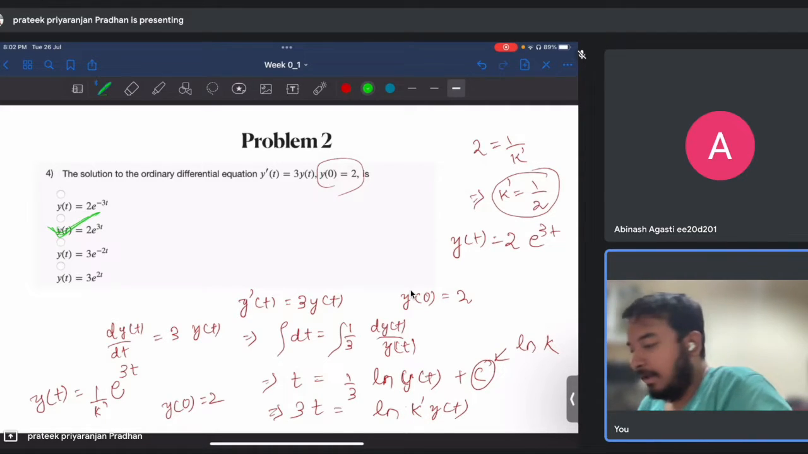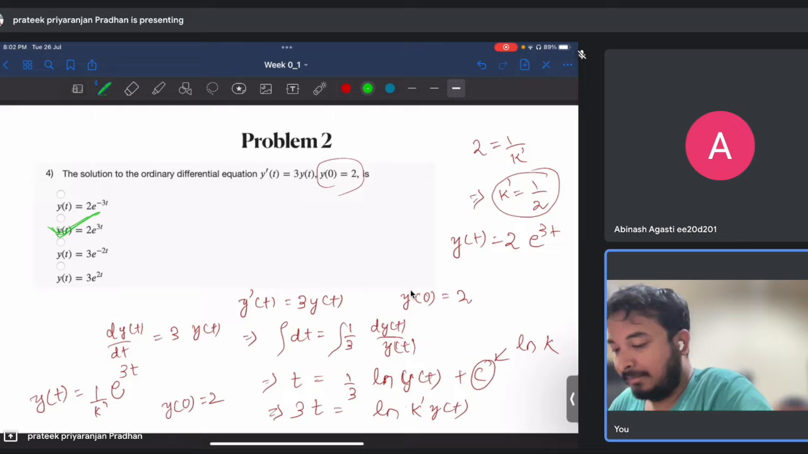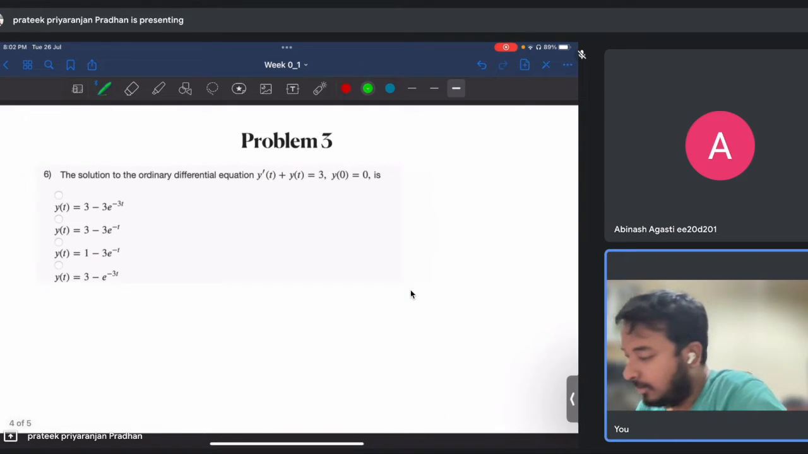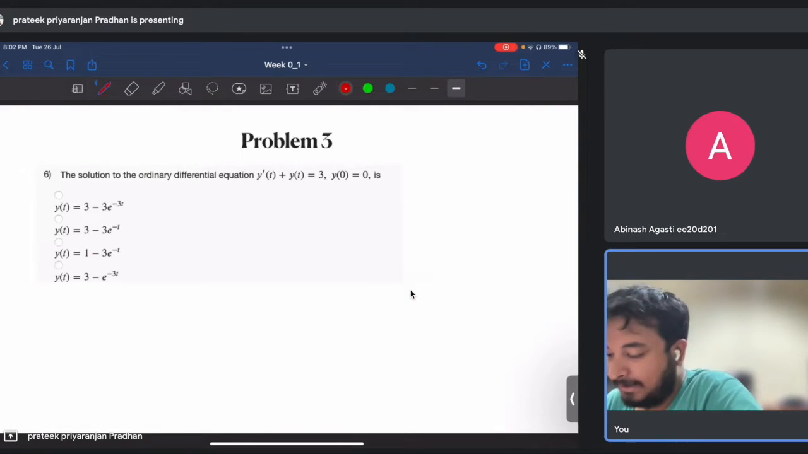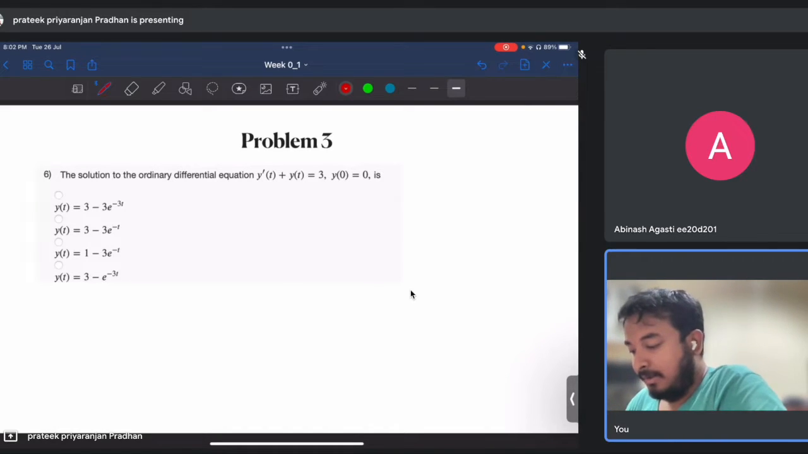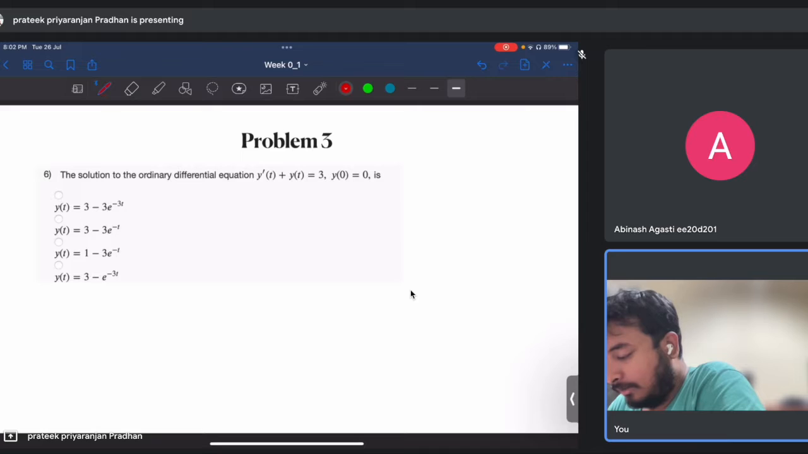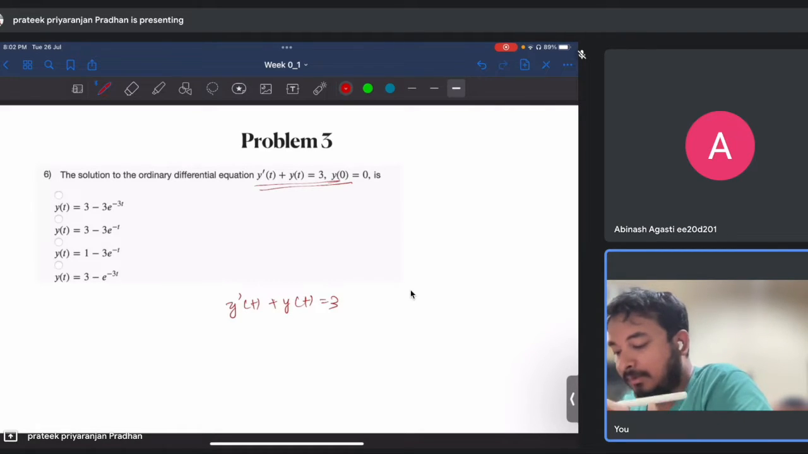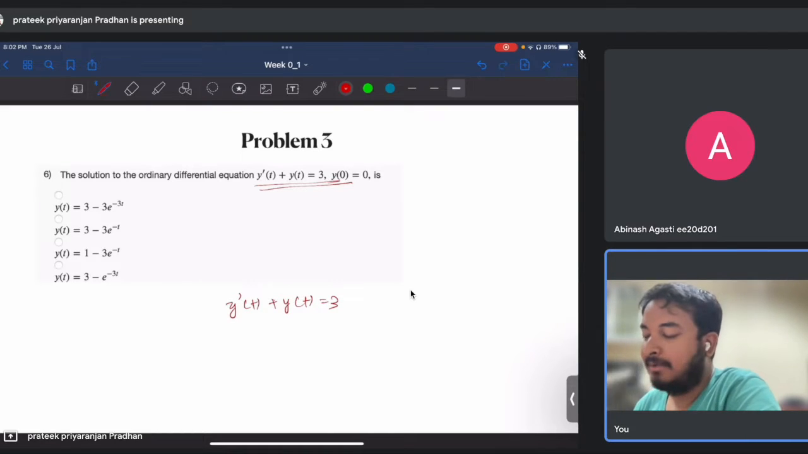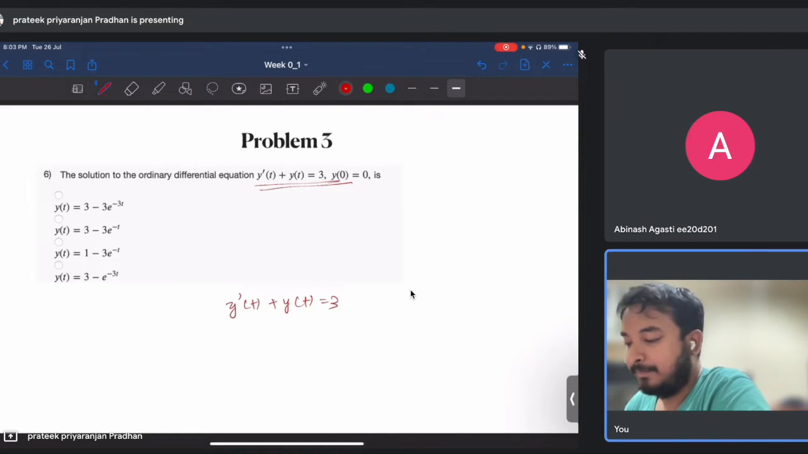Now coming to the third question, which is also from ordinary differential equations, but the form of the differential equation is different: y dash of t plus y of t is equal to 3. This is a linear differential equation. You might remember, you might not, so I will briefly give you a flashback.